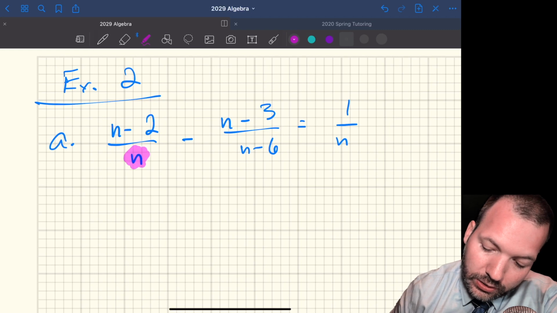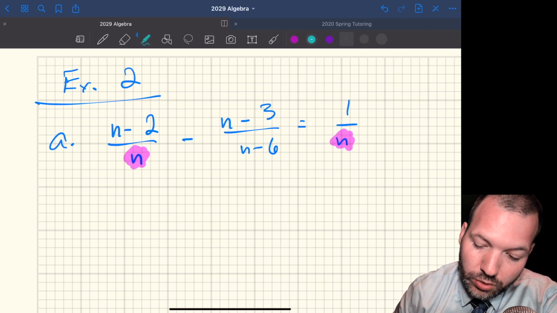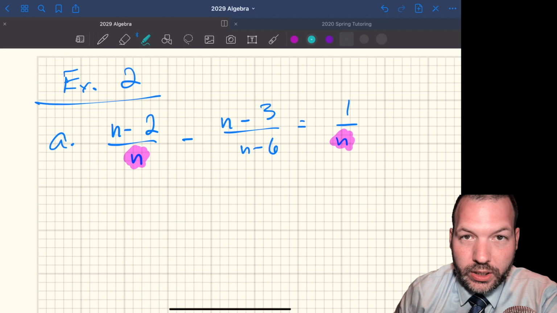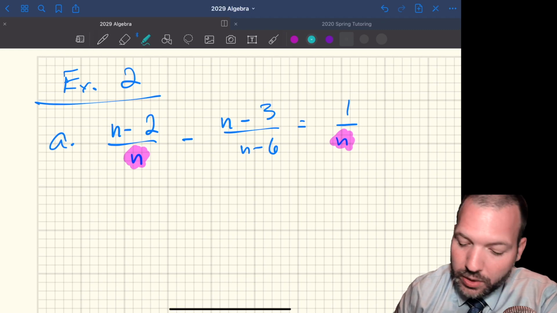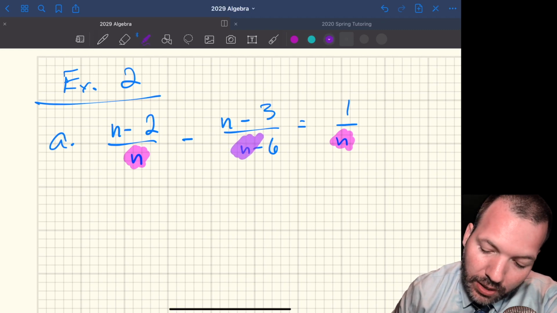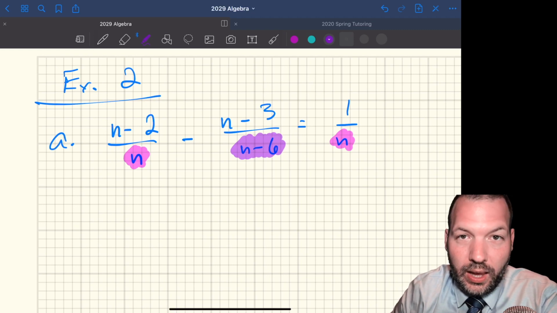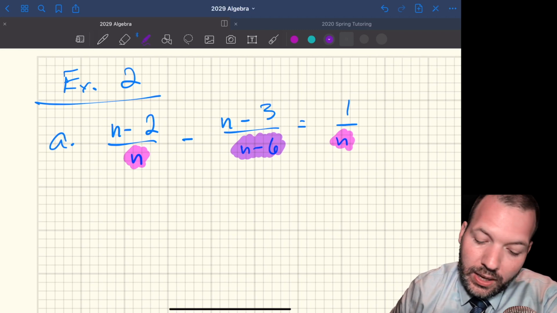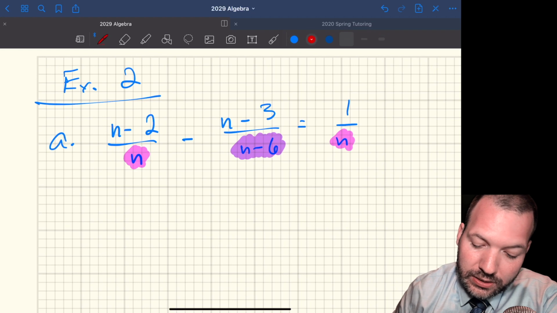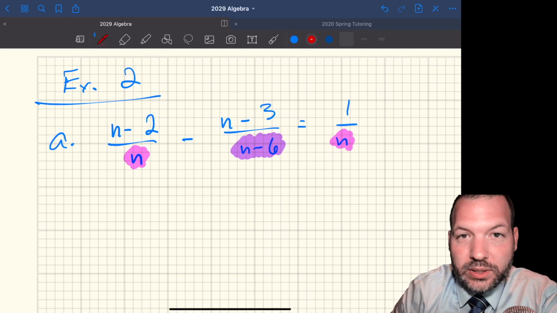As I look at this, hopefully what you're noticing is two of the denominators are already common, right? n and n are the same thing. But this other denominator is not merely 6 less than that n. I mean, it is that, but it's a totally different factor, n minus 6. And as we said in the last lesson, typically the easiest way to come up with a common denominator is just to use both of the factors.